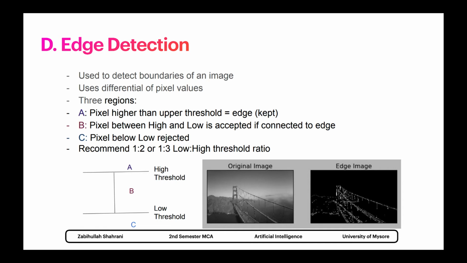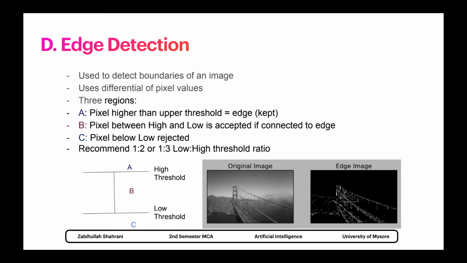And now the next step is to find the edges of the picture. In the previous step we took the original image and applied Gaussian blur to it. Now here we will take the original image and detect the edges.